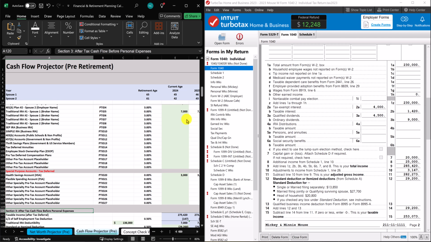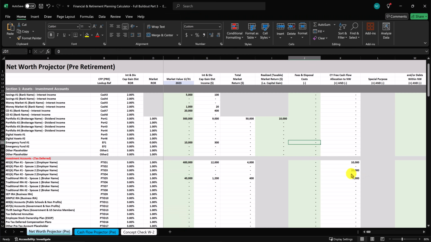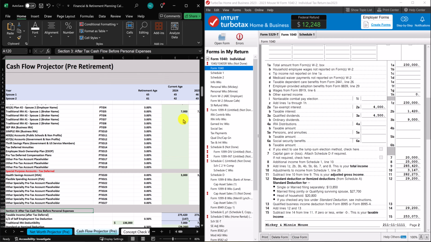And in order to do that, I need to keep track of the amount that we're putting into our pre-tax accounts, including this one, so that when we go over to the Net Projector tab, we can add this $7,000 to our net worth and keep track of it. In addition to that, one of the silliest ways to pay too much tax over the course of your life is not to track non-deductible IRA contributions. That's what this is right here. It's an IRA contribution which is not deductible.